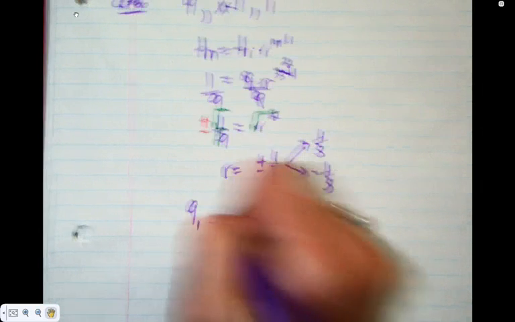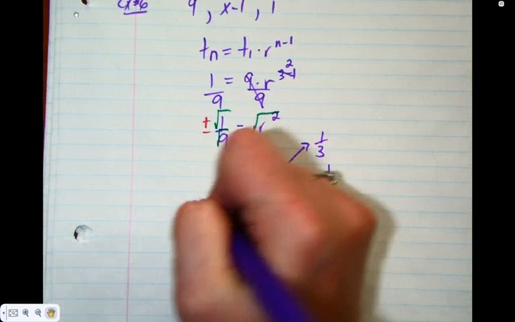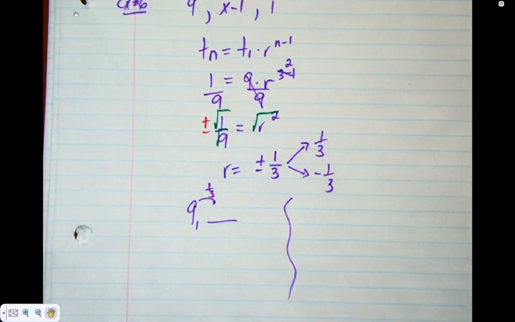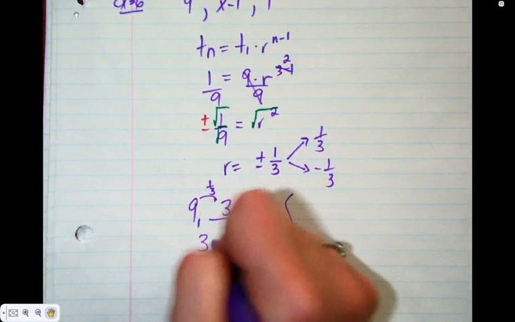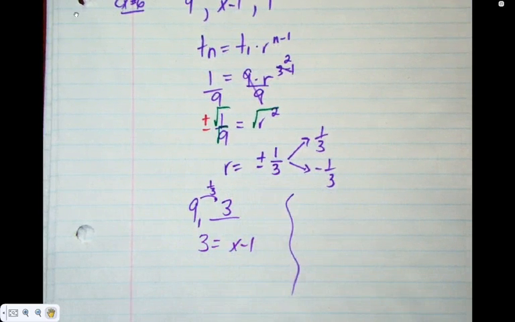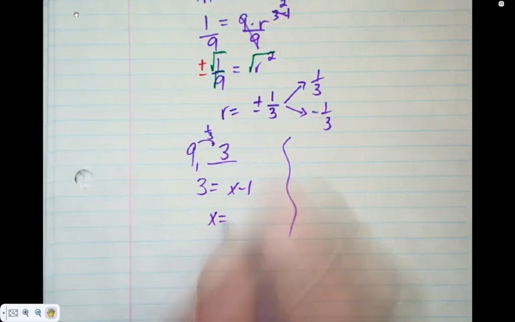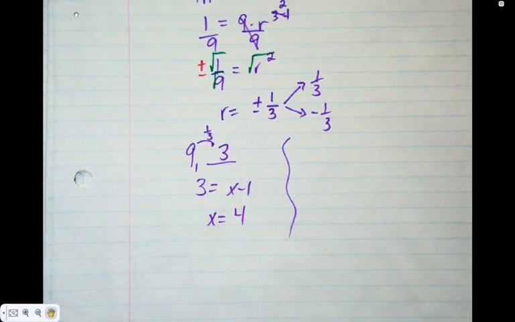So we had 9, and then we have something. If the first r value is positive 1/3, what's that second term? It would be 3. Agree? Well, 3 now we know is x minus 1, because they told us the second term was x minus 1. What does x have to equal? 4. Waiting because I'm hearing some question marks. Ask questions if you have question marks.